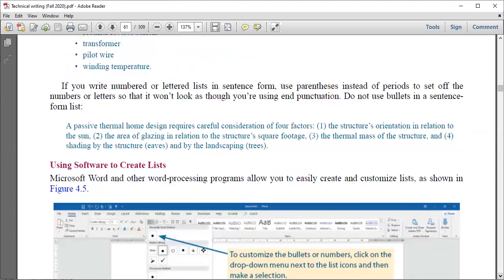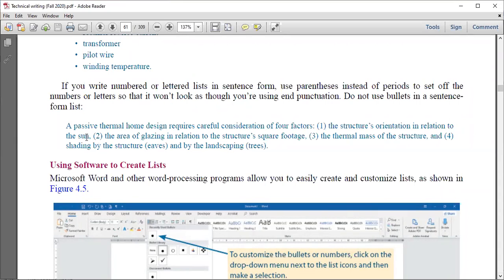sequence. If you write a numbered or lettered list in sentence form, use parentheses instead of periods to set off the numbers or letters so that it won't look as though you are using end punctuation. Do not use bullets in a sentence form list.